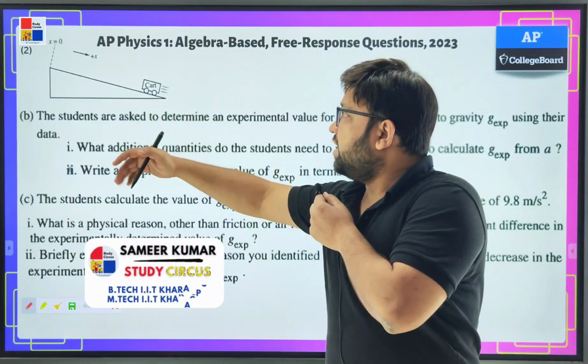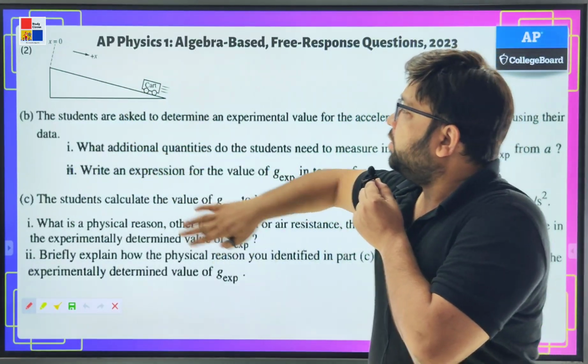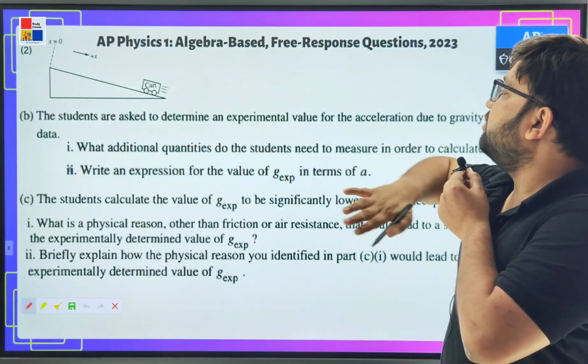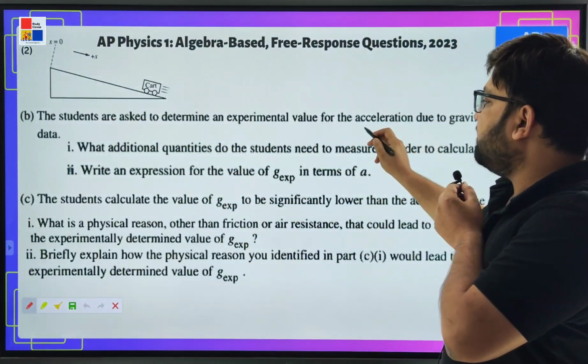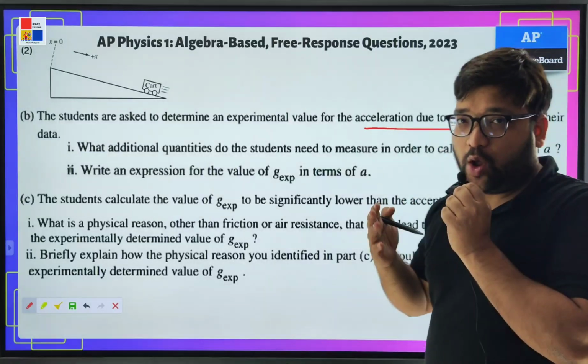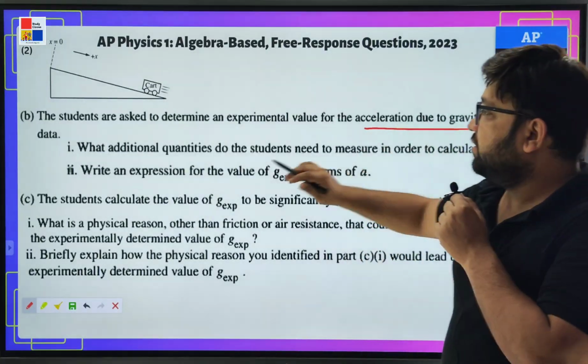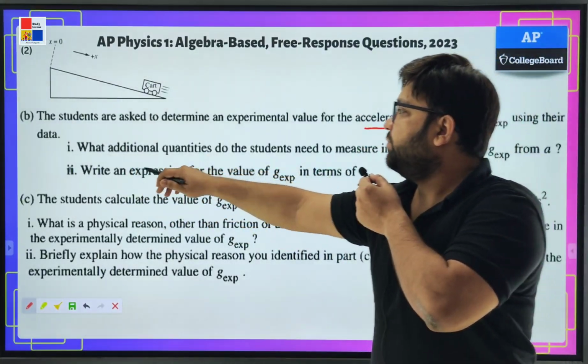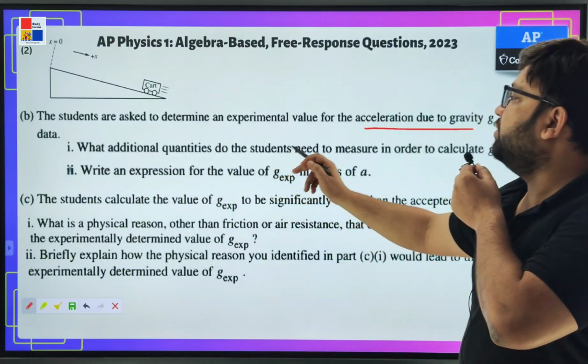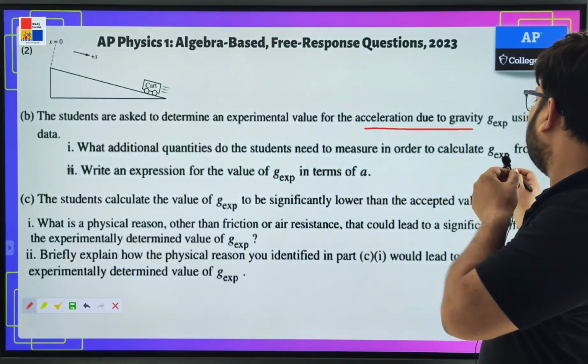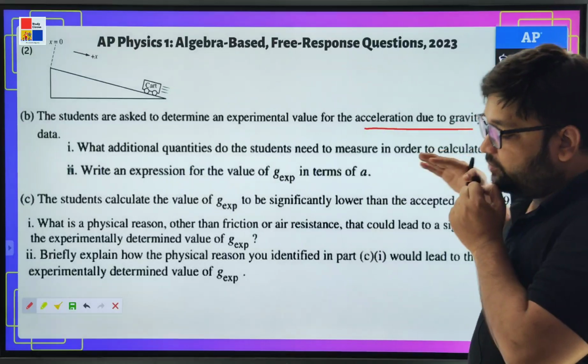So this is the next part. 2B. The students are asked to determine an experimental value for the acceleration due to gravity, small g, using their data. So the first part here is what additional quantities do the students need to measure in order to calculate g experimentally from the A value.